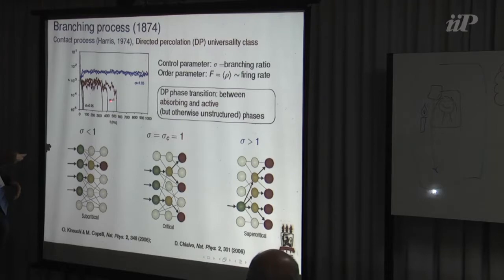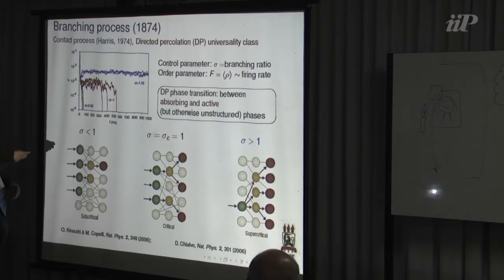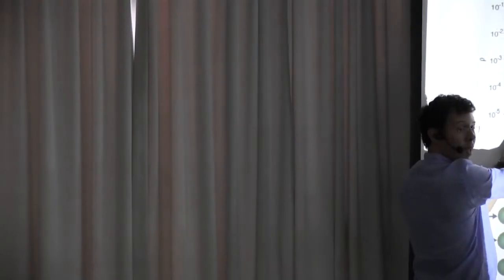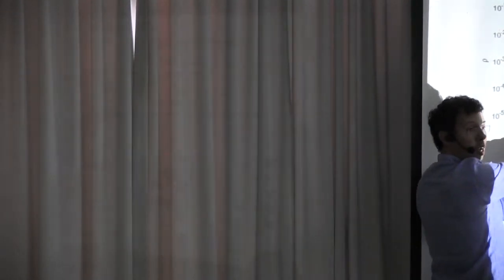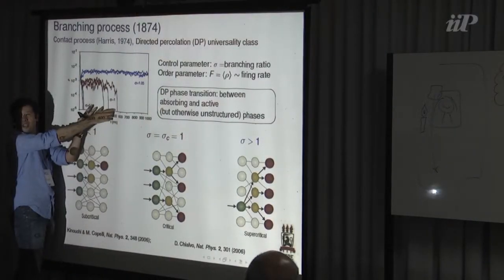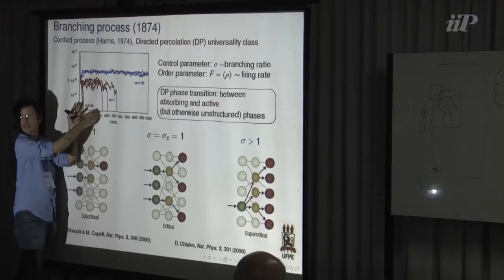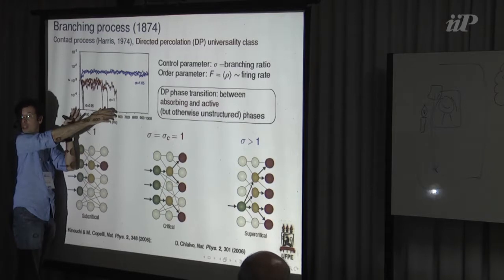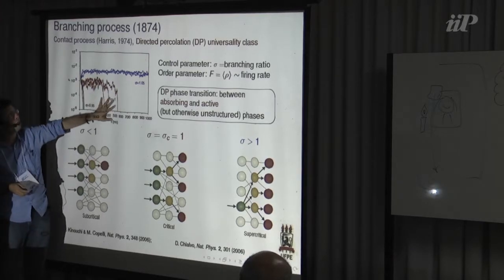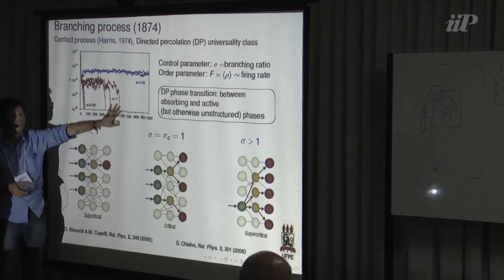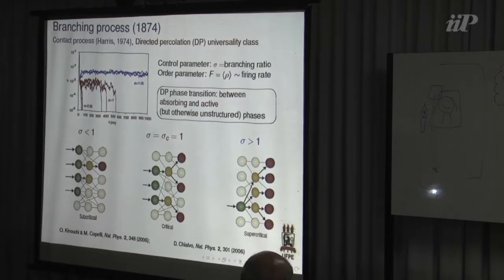And in the critical case, it dies. But you see that it takes a longer time to die, and the variation of the time is also large. So actually you can calculate the distributions of the survival times here, and it will also give you a power law. Okay? So the behavior here is non-trivial.